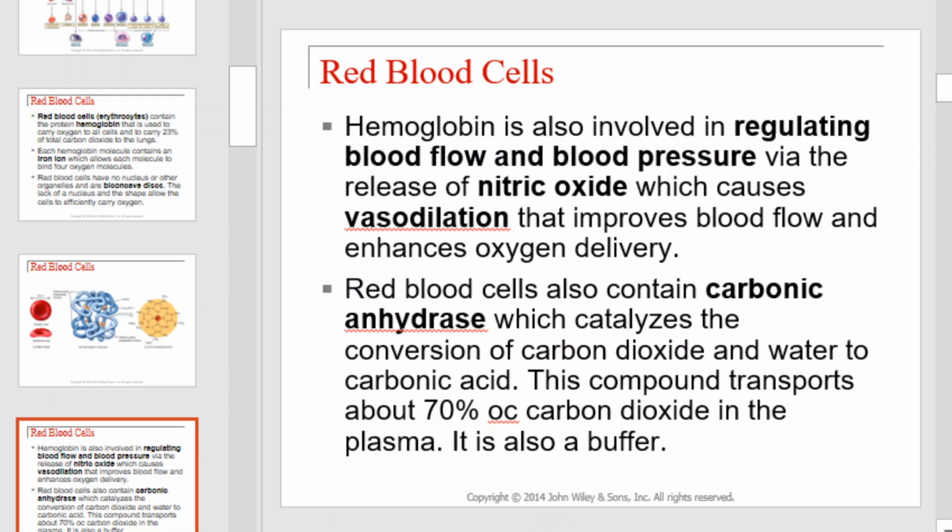Hemoglobin is also involved in regulating blood flow and blood pressure via the release of nitric oxide, which causes vasodilation. Vasodilation improves blood flow and enhances oxygen delivery. Red blood cells also contain carbonic anhydrase, which catalyzes the conversion of carbon dioxide and water to carbonic acid. This compound transports about 70% of the carbon dioxide in the plasma and can also act as a buffer.